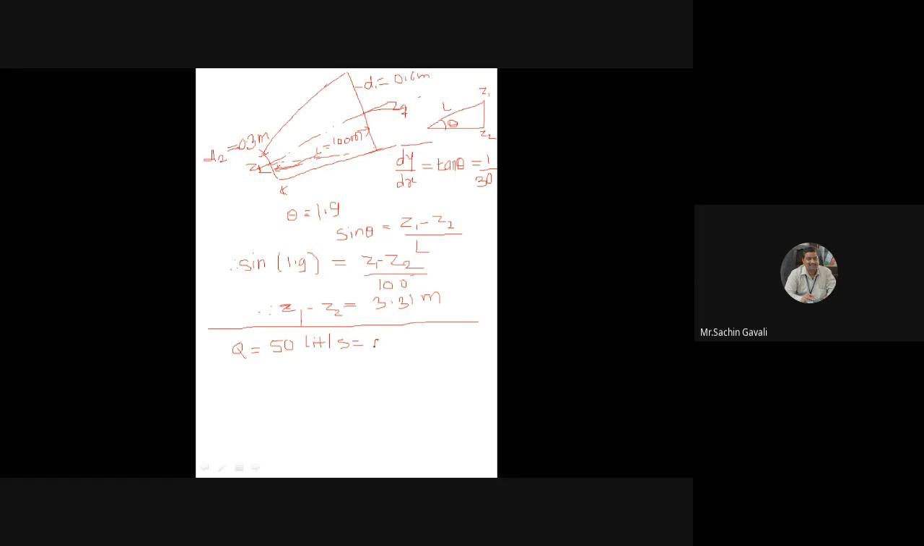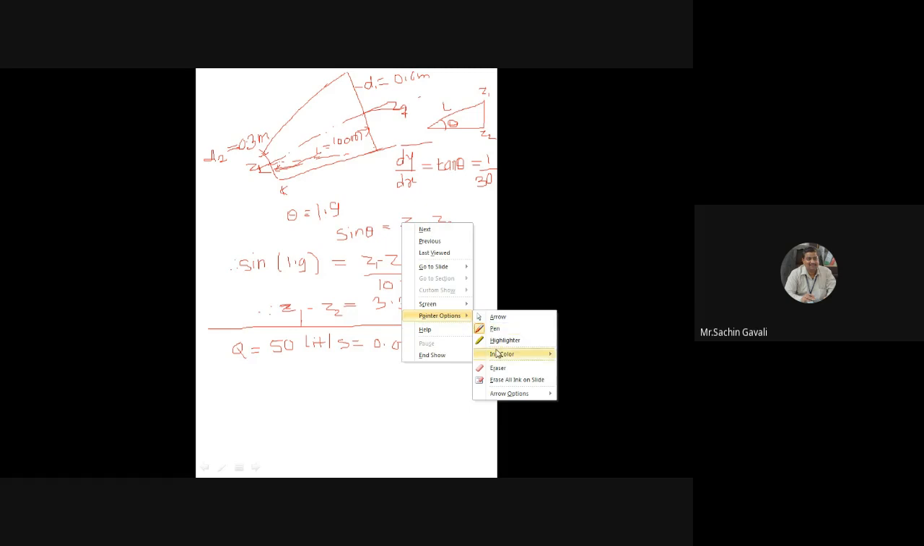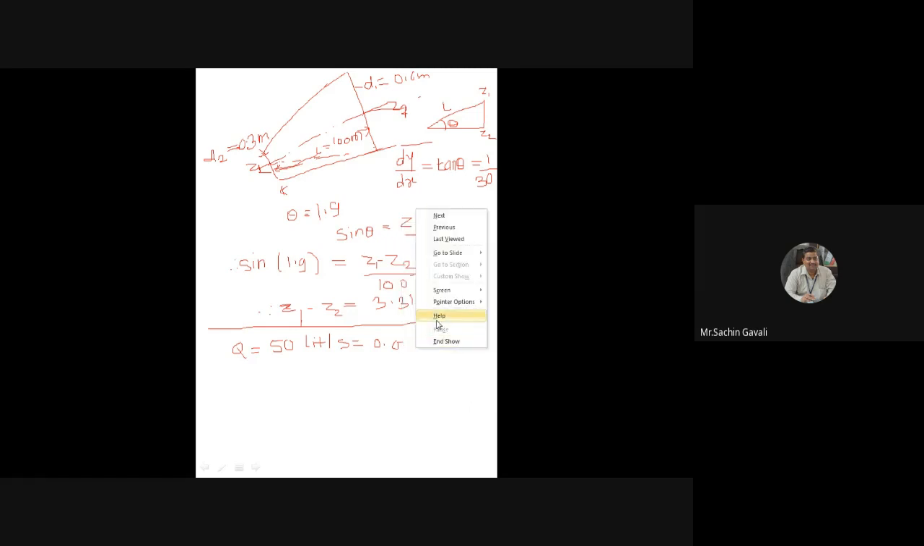50 liter means it should be divided by 1000. So it is 0.05 meter cube per second. Okay, now this is Q.